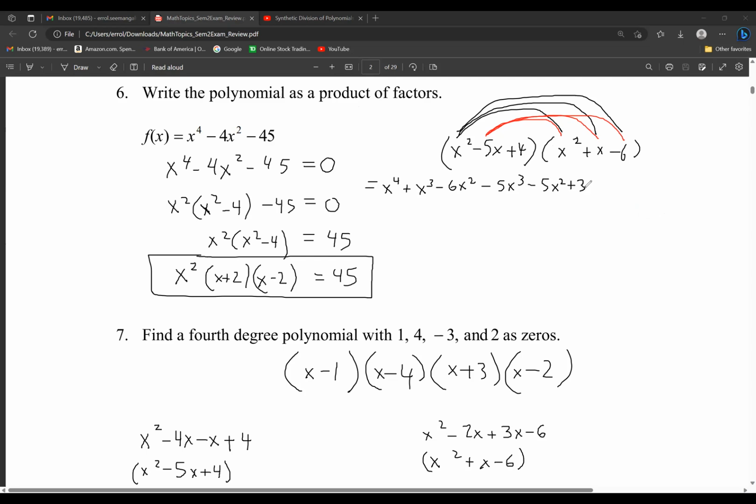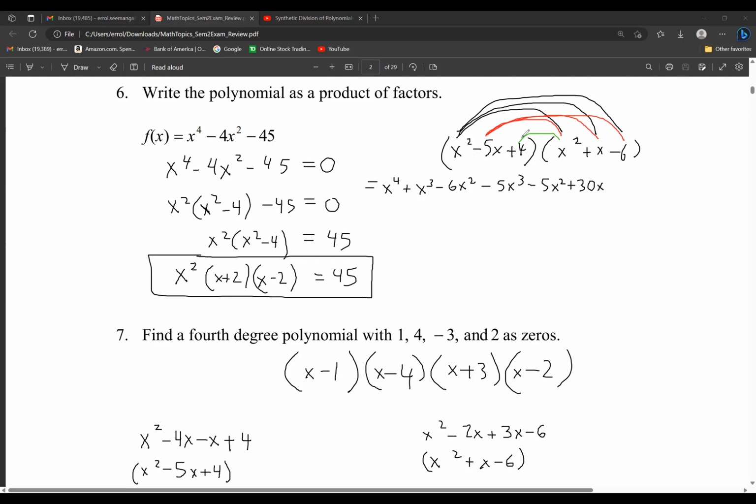30x. Plus 30x. Okay, so now three more. Let me double check those three. Minus 5x^3, yep. Minus 5x^2, yep. Plus 30x, yeah. Okay, now the last three I'm going to do in green.